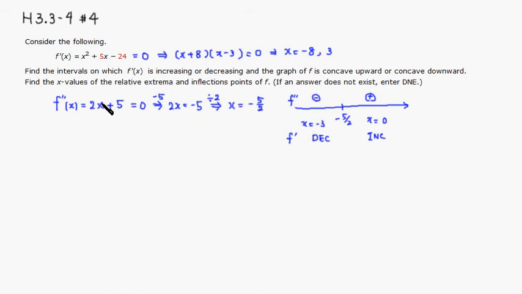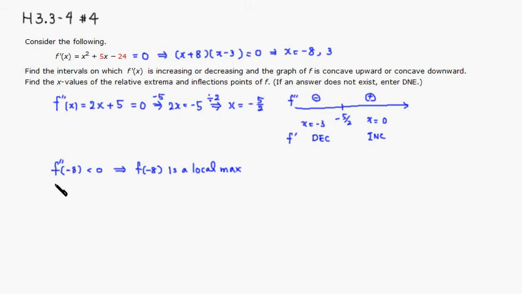So we can do a second derivative test. So if you have f double prime of negative 8, we just need to know the sign. Negative 8 times 2 plus 5 is definitely negative, which means that's concave down. So we're looking at f of negative 8 as a relative or local maximum.